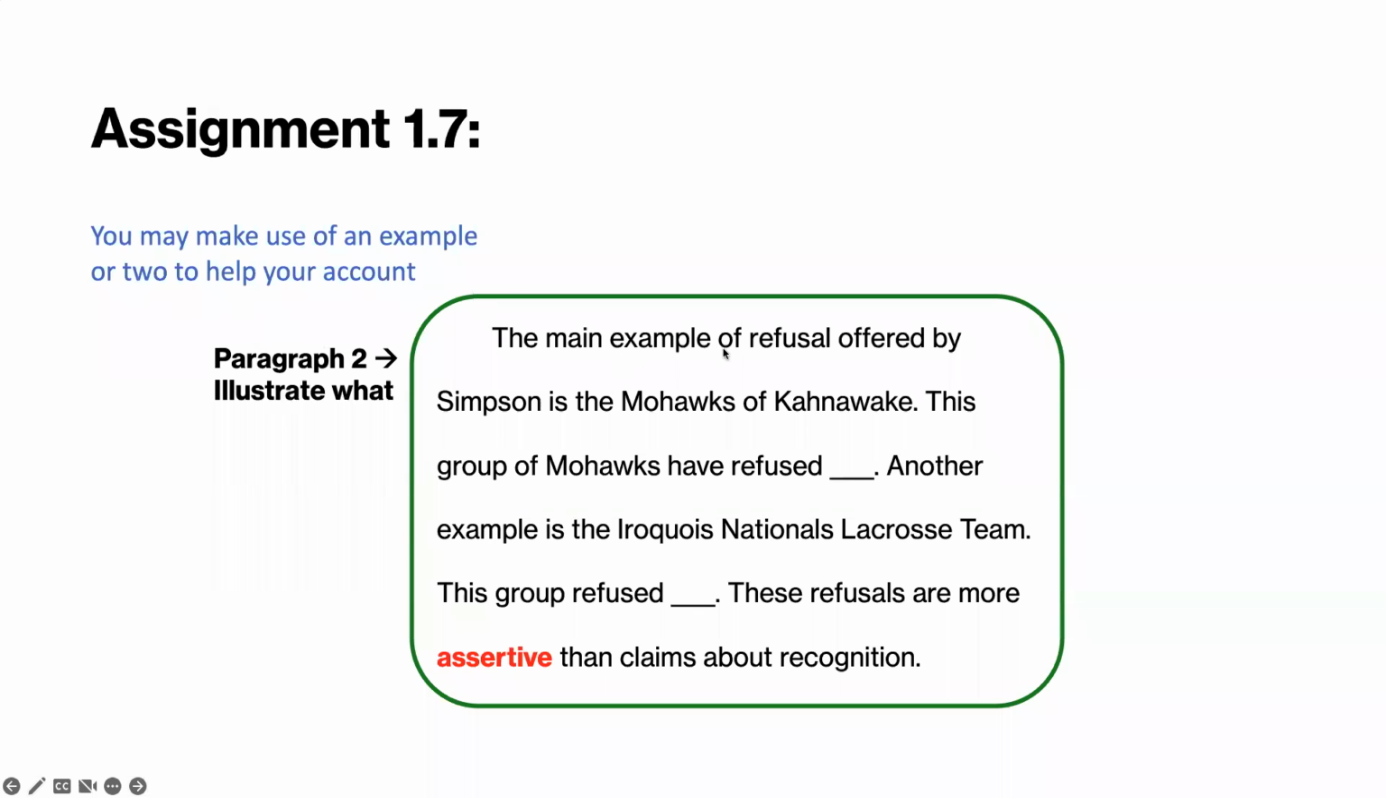So if you want to use an example, the main example of refusal offered by Simpson is the Mohawks of Caughnawaga. This group of Mohawks have refused something, something. Another example is the Iroquois national lacrosse team. You could have both the examples here. This group refused something. These refusals are more assertive than claims about recognition. That's where you could tie in the theme, or kind of thesis, if you want to use the example and tie in the theme.